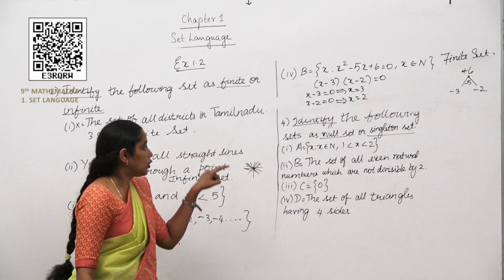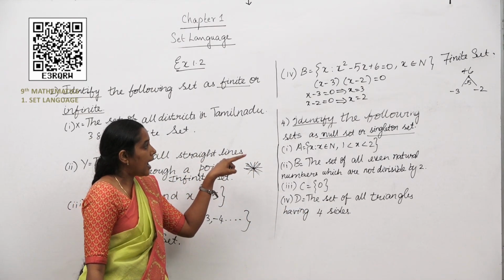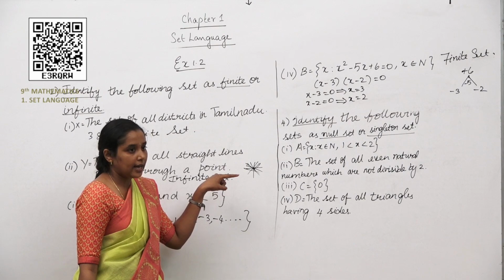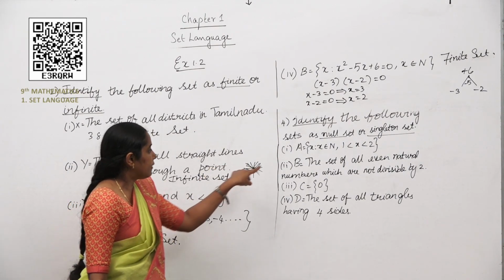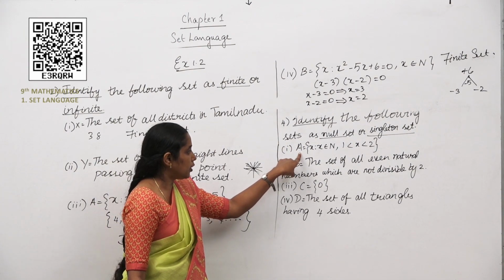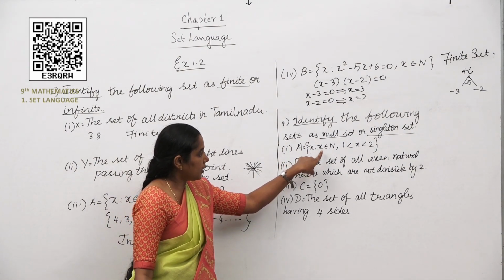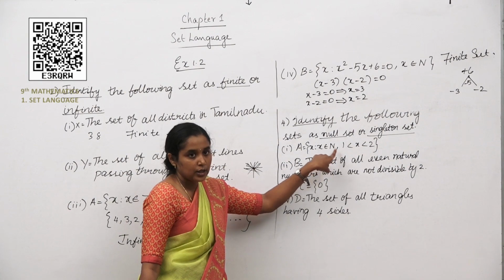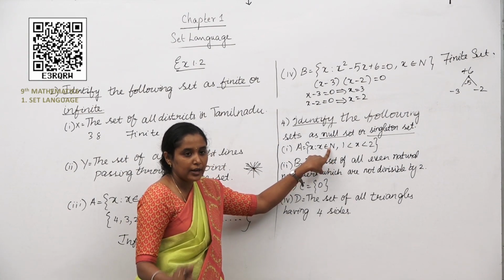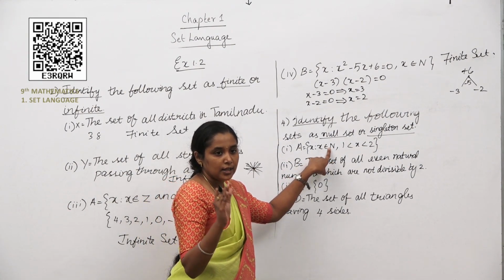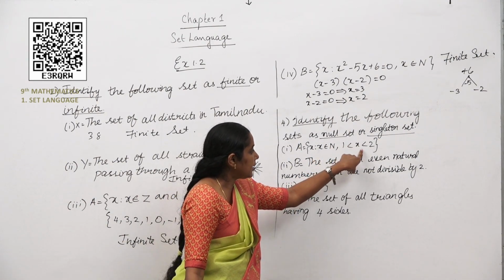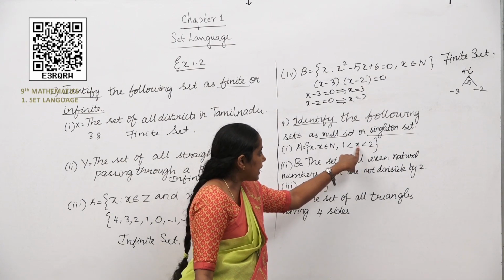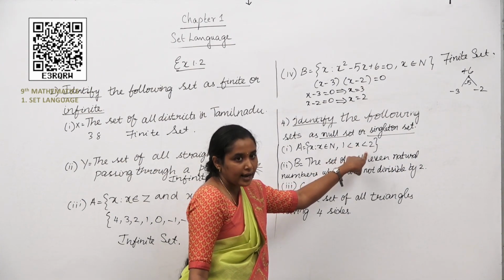So, next we will go to the fourth sum, that is identify the following sets as null set or singleton set. First subdivision, A is equal to {X such that X belongs to N}. N is a natural number. Natural numbers means N is equal to 1, 2, 3, 4, 5 etc. 1 less than X less than 2, that is X lies between 1 and 2.